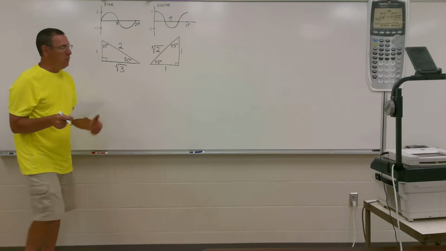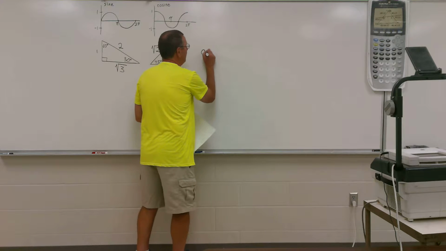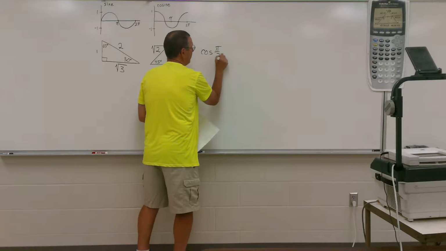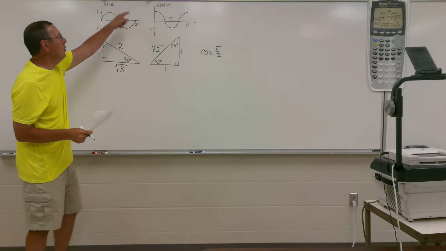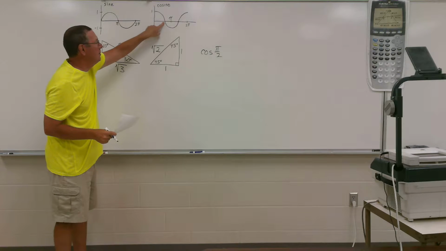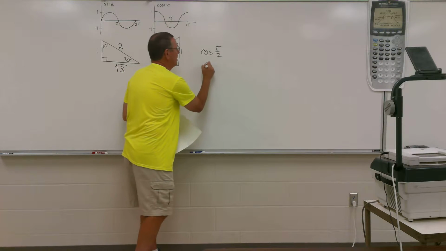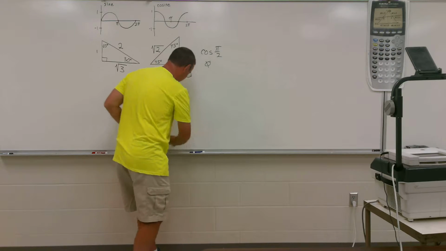Okay, give the value. First problem, cosine of pi over 2. Well, go to your cosine curve, pi over 2. Where is that curve? It's at 0. There'd be your answer. Your first one is 0.